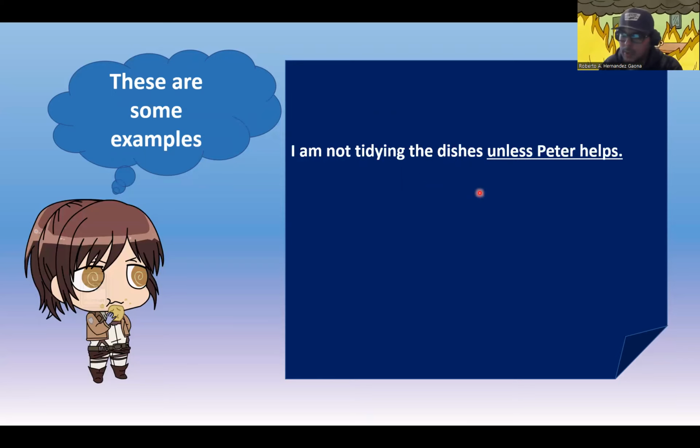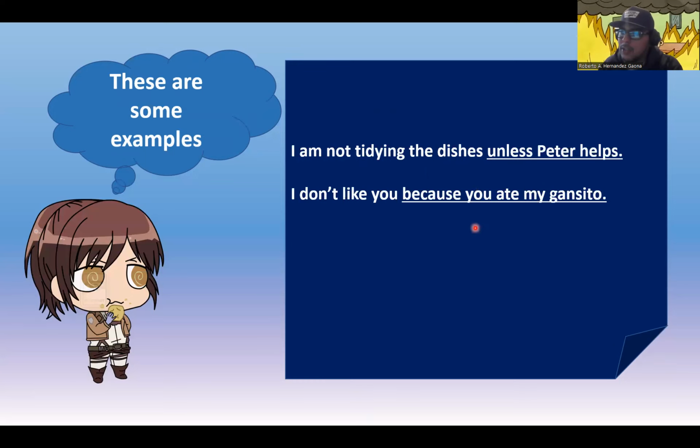Okay. We have another one right there, which is I don't like you because you ate my gansito. Again, if you just say because you ate my gansito, the other person's gonna be left wondering, all right, so what's gonna happen because I ate your gansito? Like, give me all the information. So now I don't like you because you ate my gansito. With this part, I don't like you, now it's a complete idea.